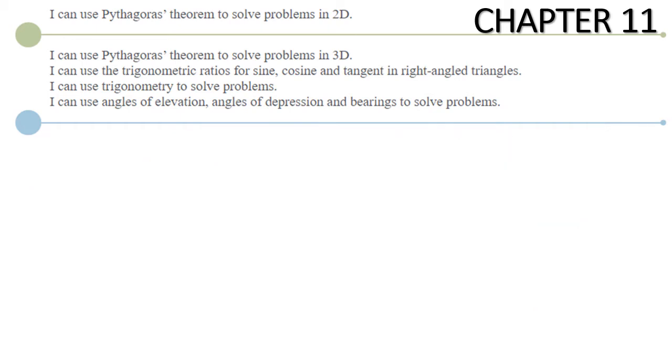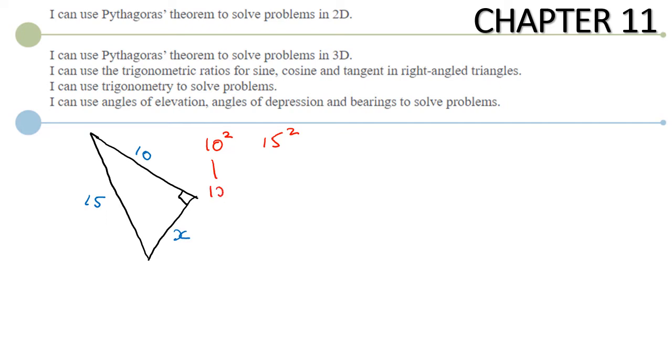Let's do an example where we're finding the shorter side. So let's say I've got something like this. Don't let the fact that this is turned around fool you or confuse you. So let's say that I need to find x here. This side is 10 and this side is 15. Okay, so same working as before, square. So 15 squared, 10 squared. So 10 squared is 100. 15 squared is 225.